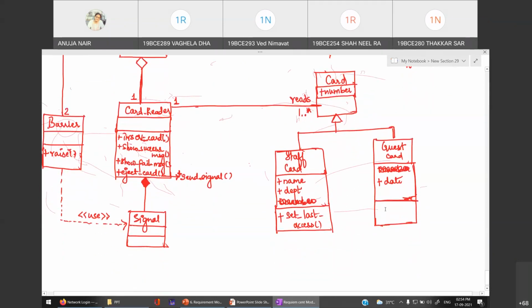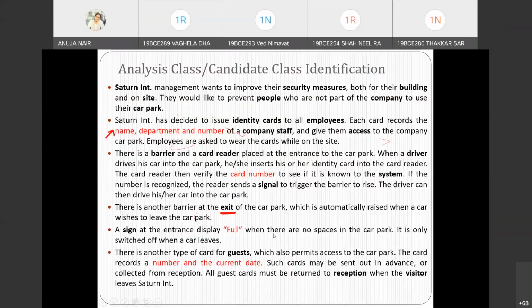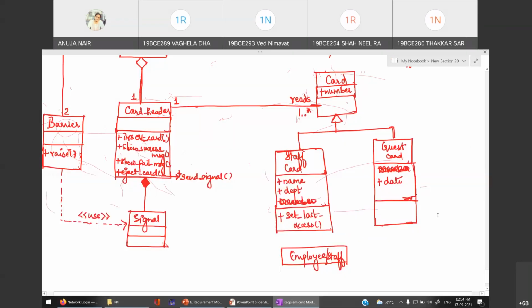What is left out now? You have employee and guest, right? So I can put an employee class over here, or I can put a staff class. So employee or staff. And are we given any details related to that? We don't have any particular attributes for employee class or guest class. So I'll just put simple boxes, and I can connect them with simple associations.